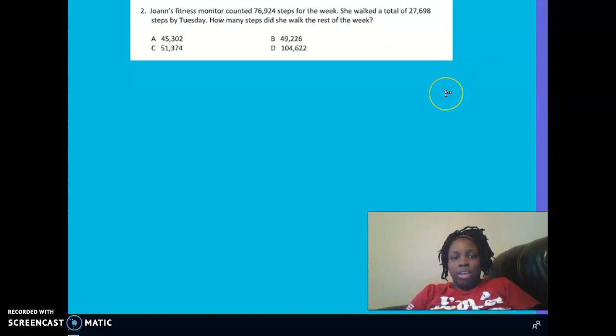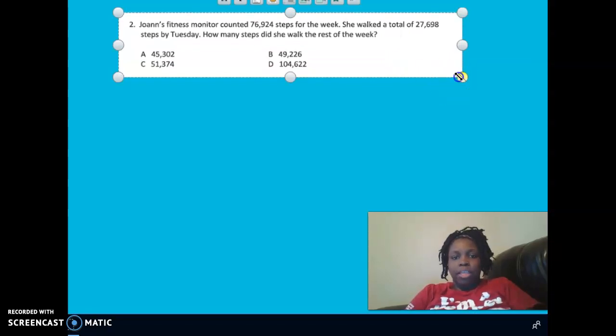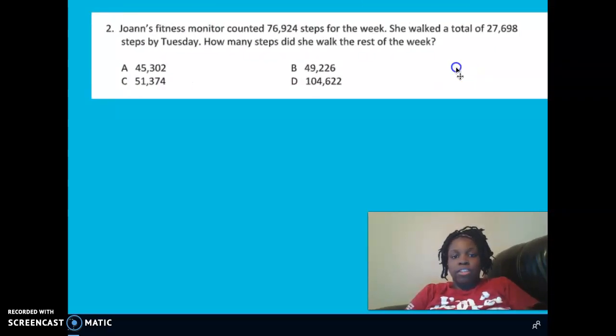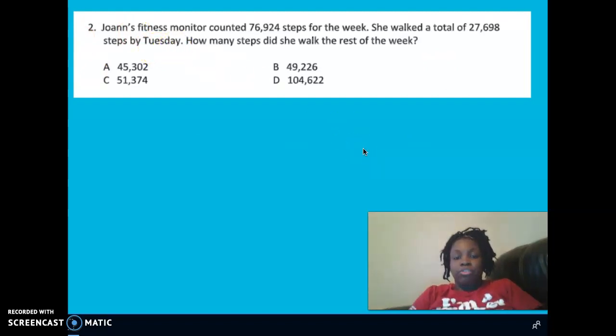All right, last one. Jones Fitness Monitor counted 76,924 steps for the week. She walked a total of 27,698 steps by Tuesday. How many steps did she walk the rest of the week?